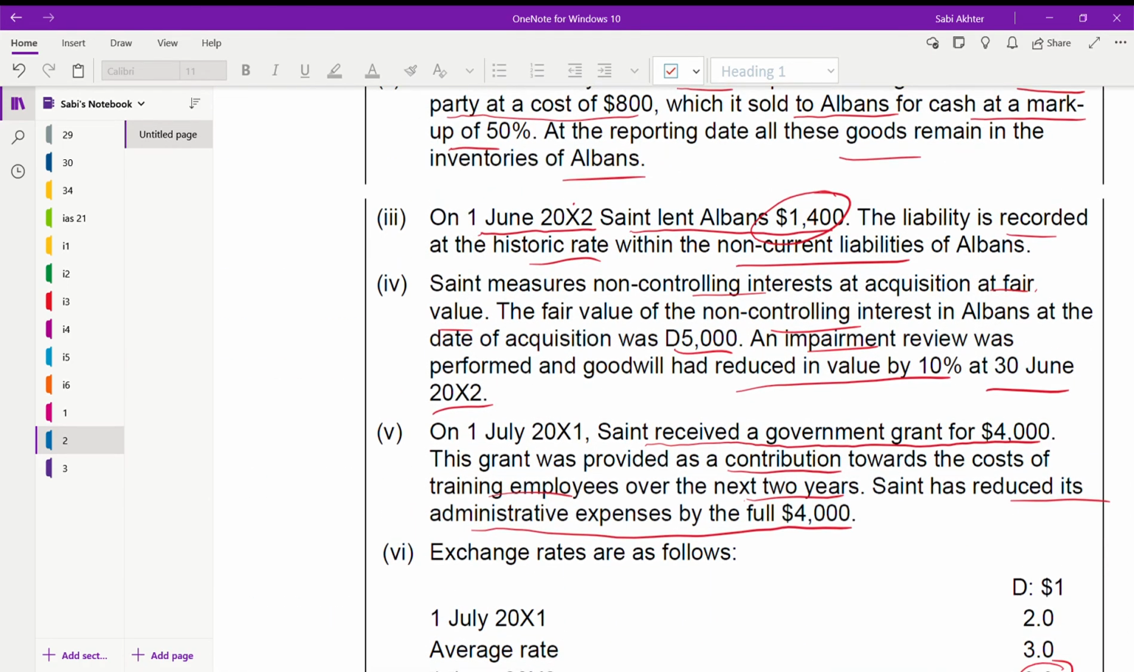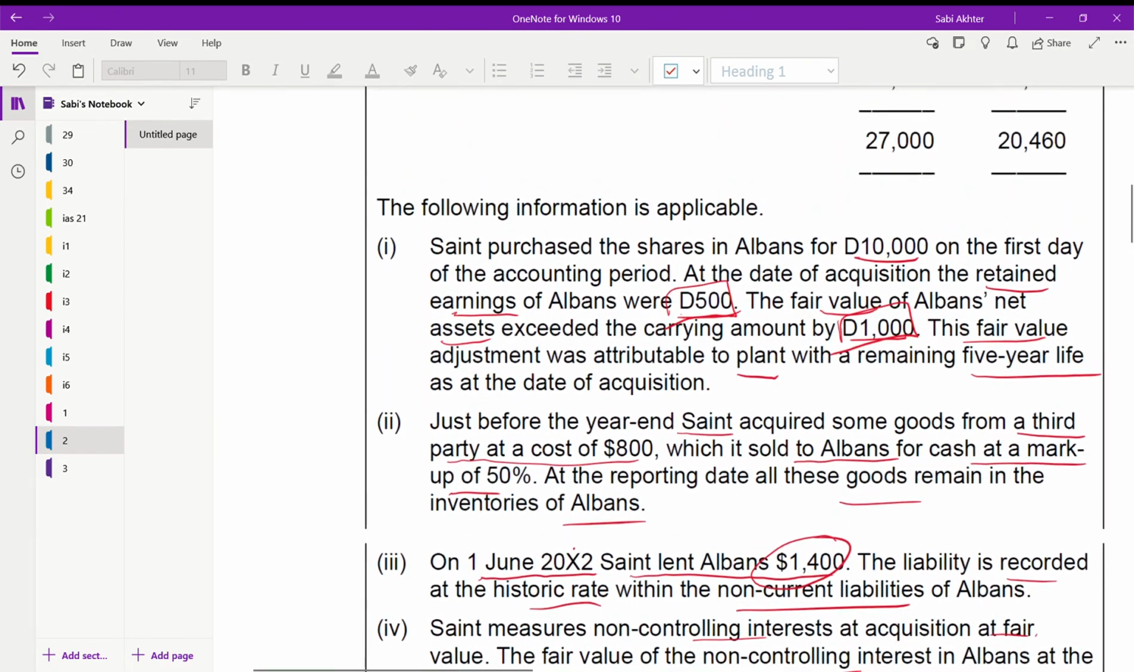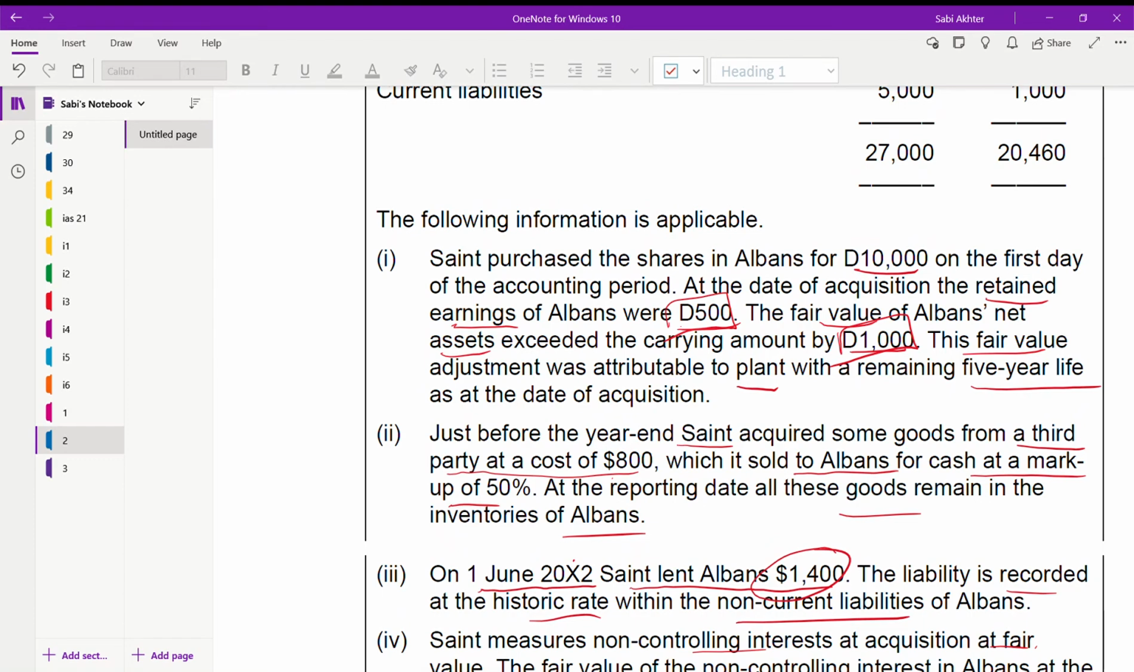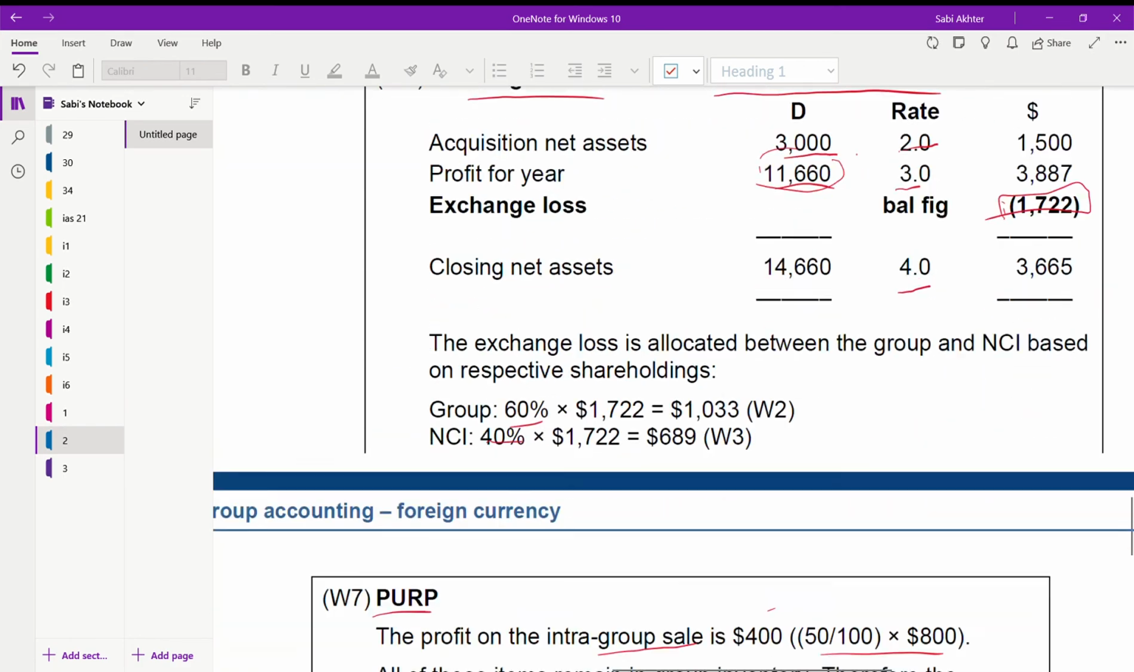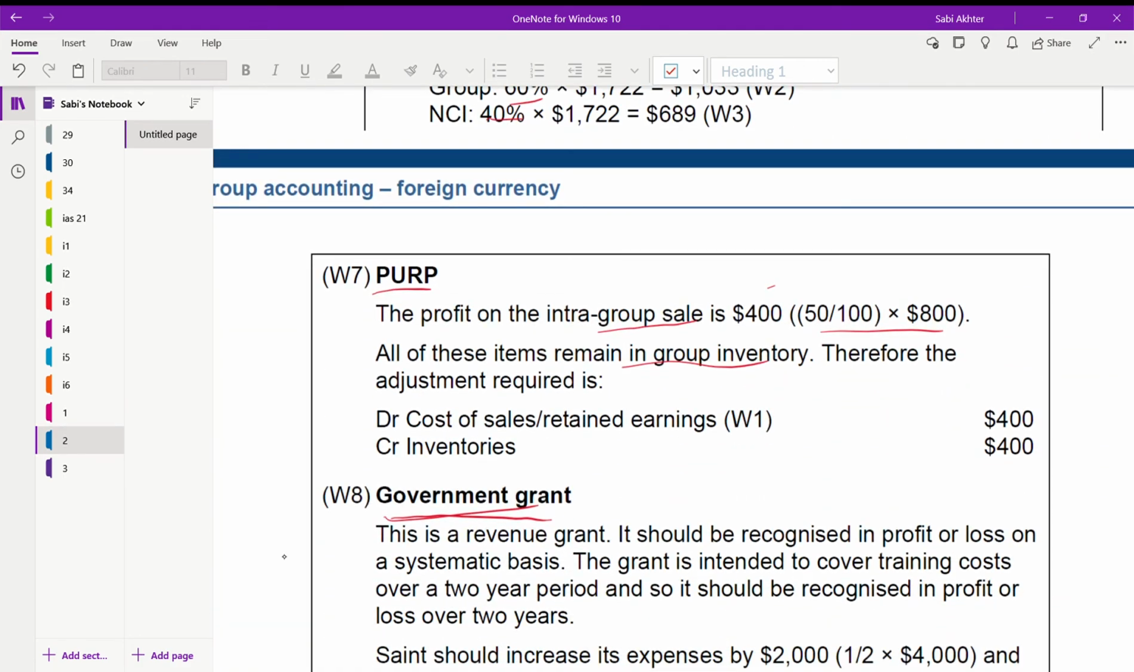So they have told us that 50% of 800 is the cost, and all of this remains in the inventory. So 50% of 800 is 400. This has to be eliminated. How do you eliminate it? You debit cost of sales or debit retained earnings. You deduct this from retained earnings and credit inventory.